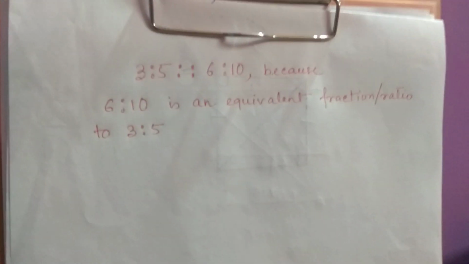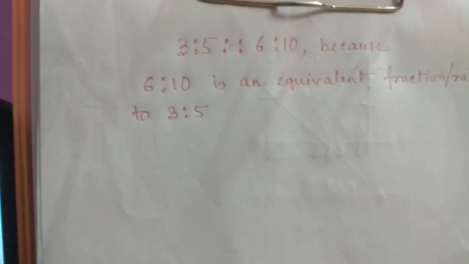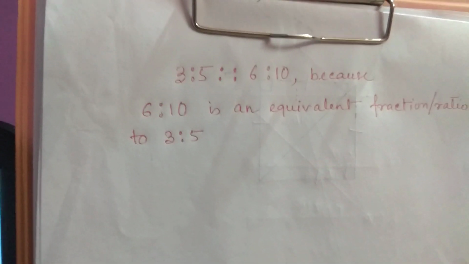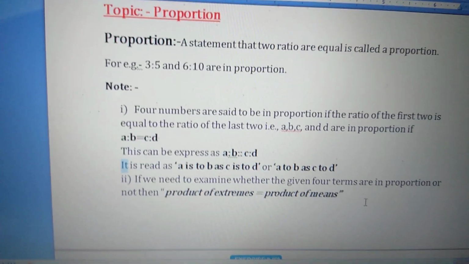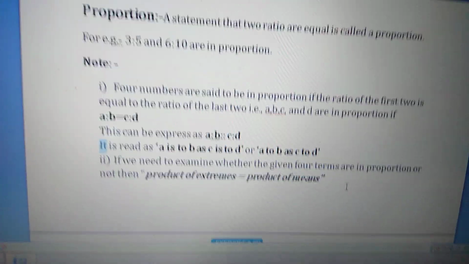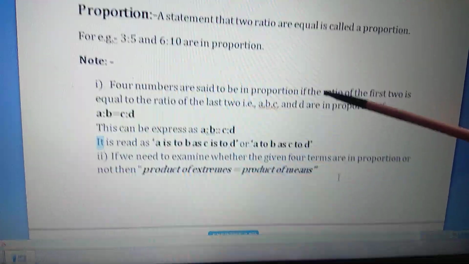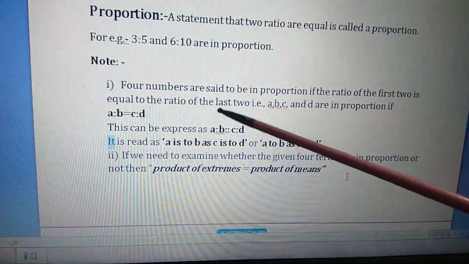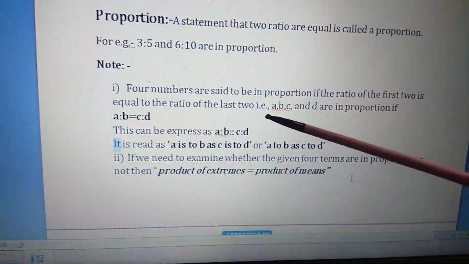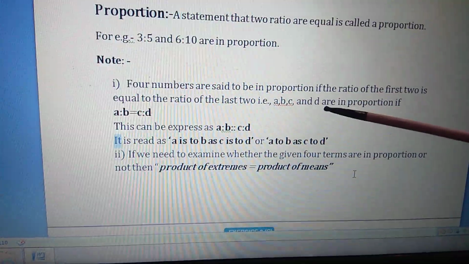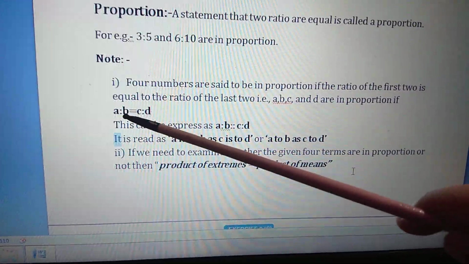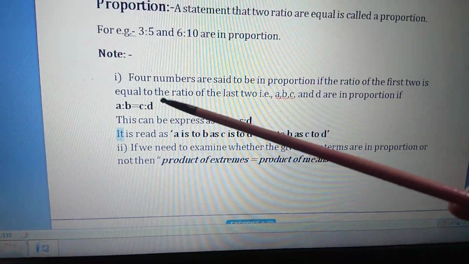Now we will go to some important points which we need to remember while dealing with the problems of proportion. So let's have a look at them. Four numbers are said to be in proportion if the ratio of the first two is equal to the ratio of the last two. That is, suppose A, B, C and D are in proportion if A by B, means A is to B, is equal to C is to D.